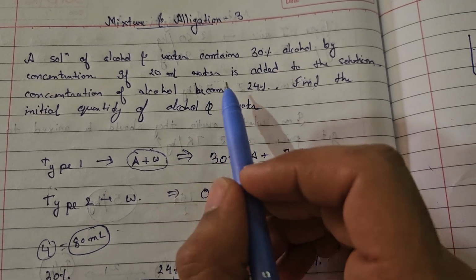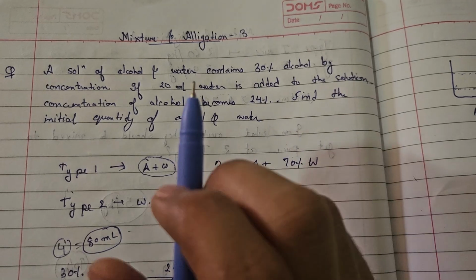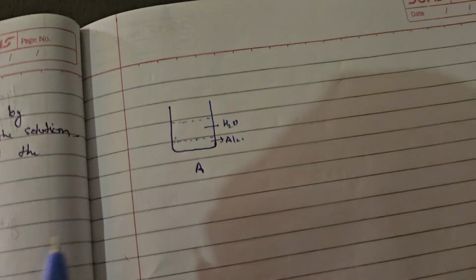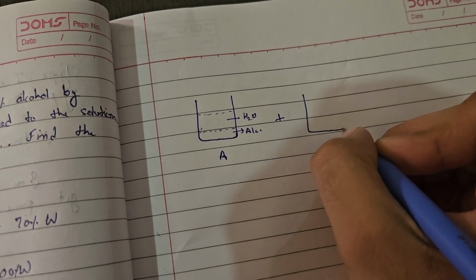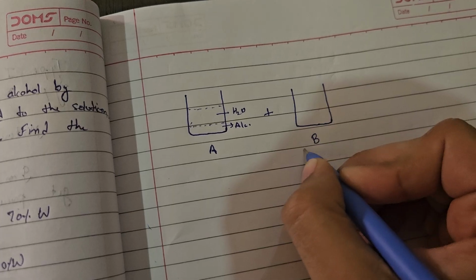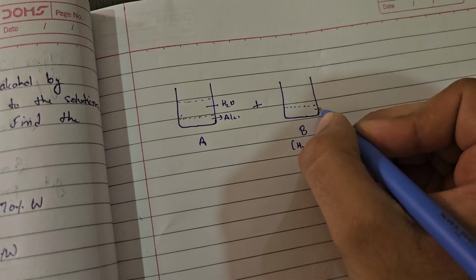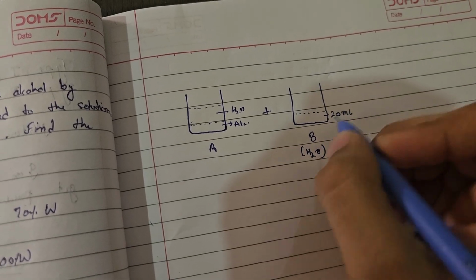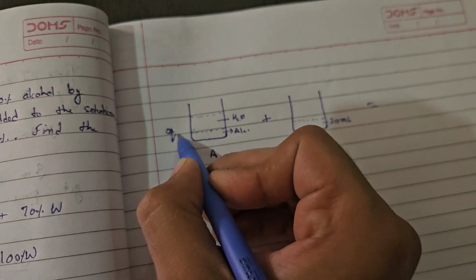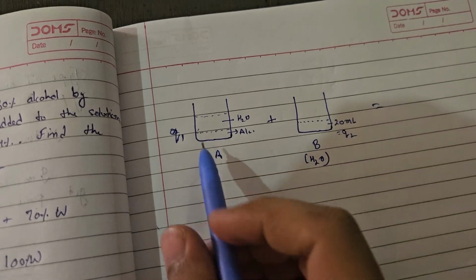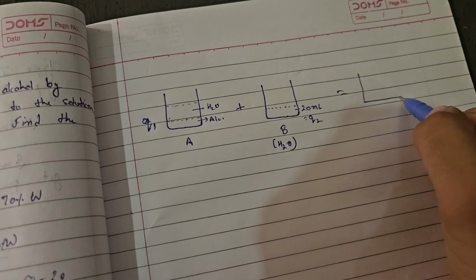Okay, so this is container 1. Now it says if 20 ml of water is added to this solution, concentration of alcohol becomes 24%. So find the initial quantity of alcohol water. Okay, so now what it's saying is that in this particular solution we have added another solution. This is B and this has only water. Okay, this is only H2O, this is only water, and the quantity of water here is 20 ml. Okay, so now when these two are mixed, let's say this was Q1 ml, this is Q2. So Q1 plus Q2 would be the final quantity of the solution, that would be in C, right?